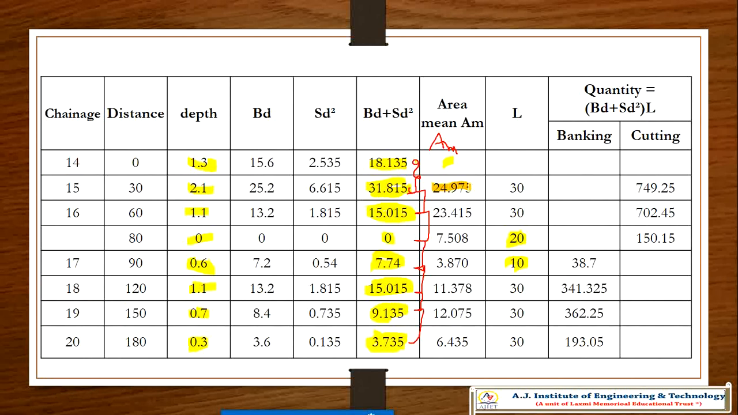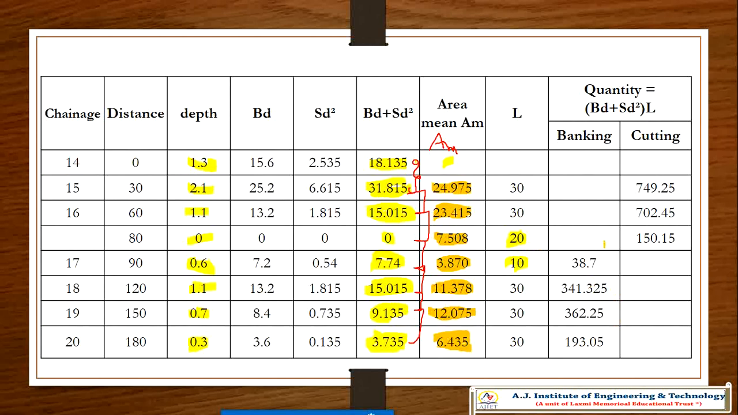So that is 24.795, 23.415, 7.508, 3.870, 11.378, 12.705, 6.645, 6.435. This is the mean area. We are calculating the mean area. So what mean area tells us is that where the depths differ, we have not taken the depth as a mean, we have taken the area as a mean.